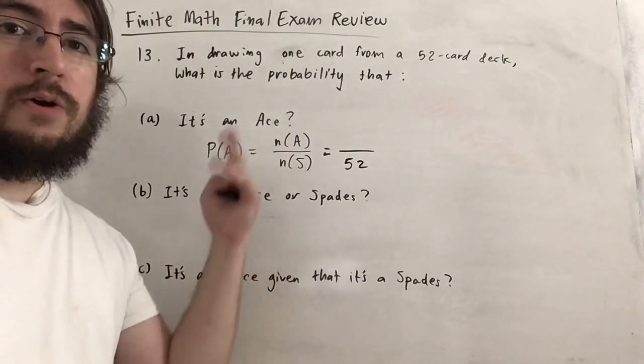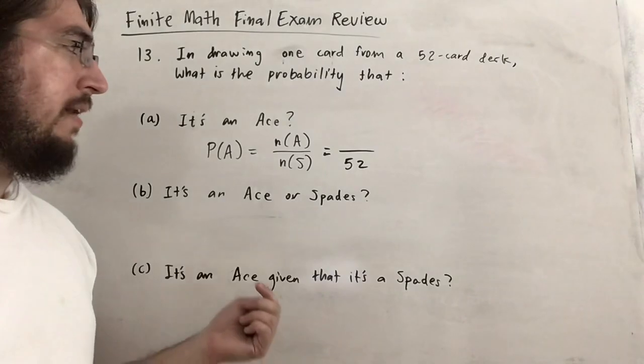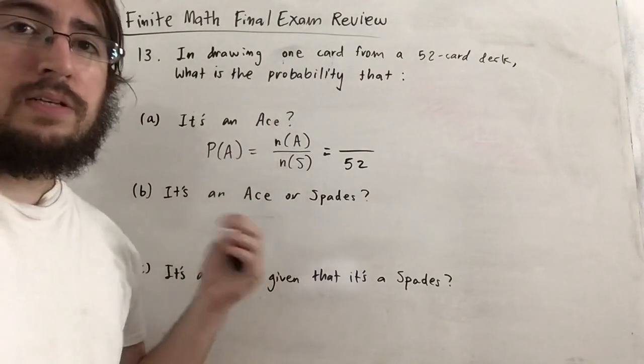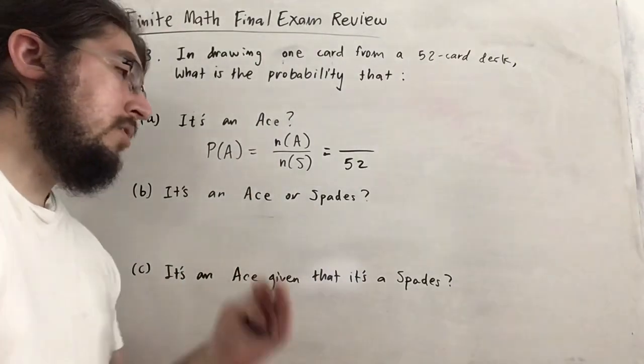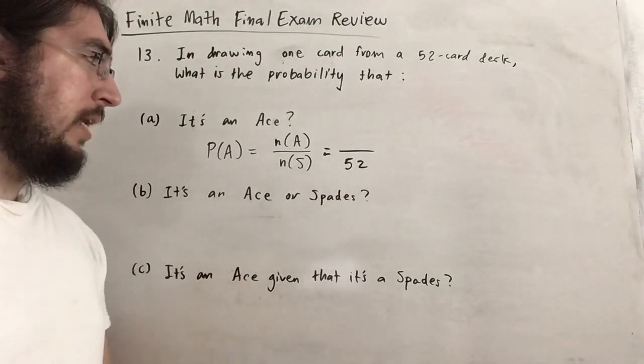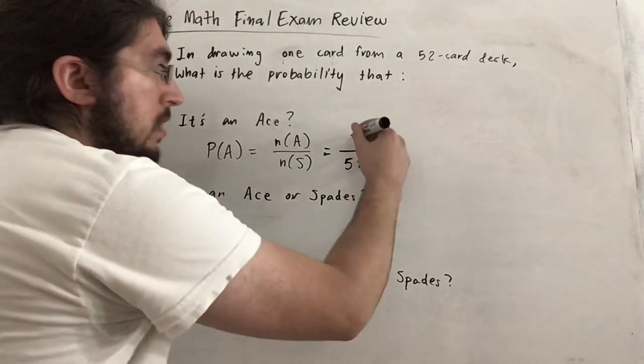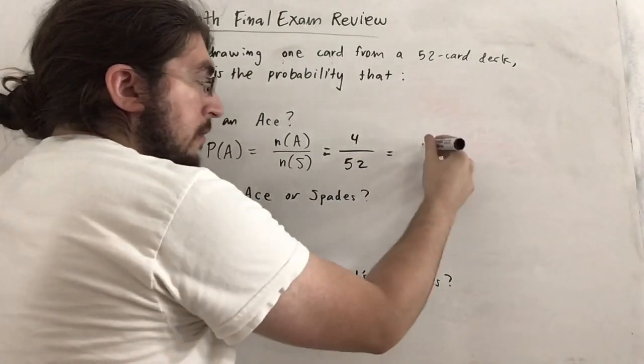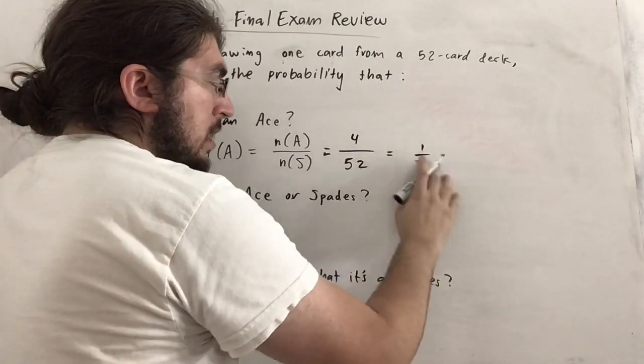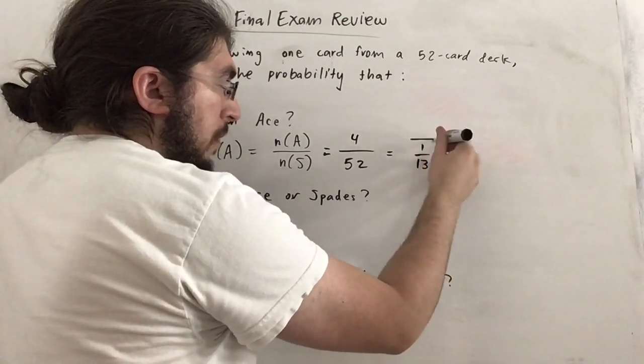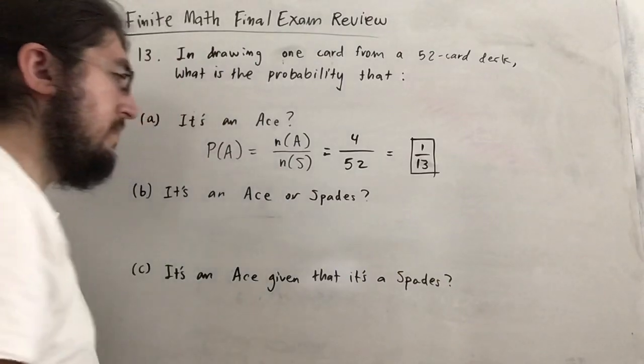Now how many things are in A? Well, how many choices do we have to choose from as far as to pick an ace? So we have 52 cards to choose from, but then only 4 of those are ace. That reduces to 1 over 13. So that's the probability for part A. That was not too bad.